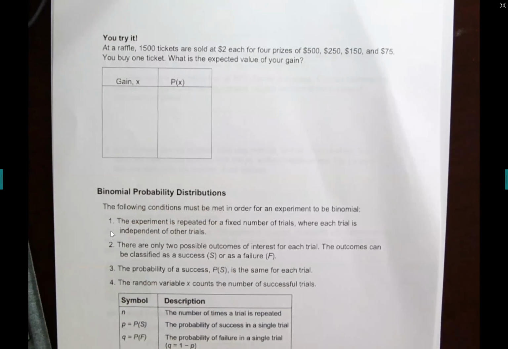Okay, guys, at a raffle, 1,500 tickets are sold at $2 each, and there are 4 prizes. So there are 4 numbers that are winning numbers out of the 1,500. You buy 1 ticket, what's the expected value of your gain? So if you gain, how much are you going to gain, what's the likelihood that you're going to gain? We're going to show you how to find this out using a probability distribution.